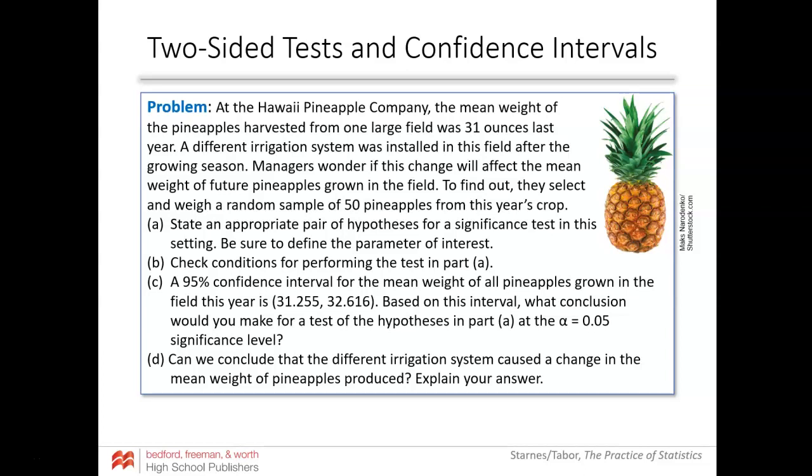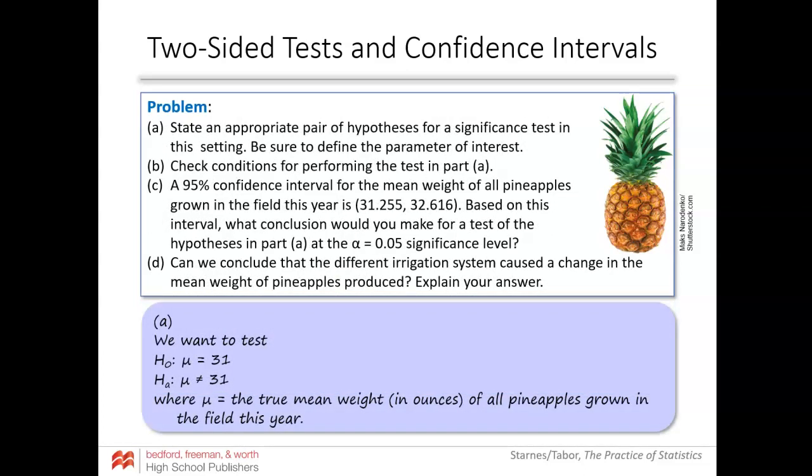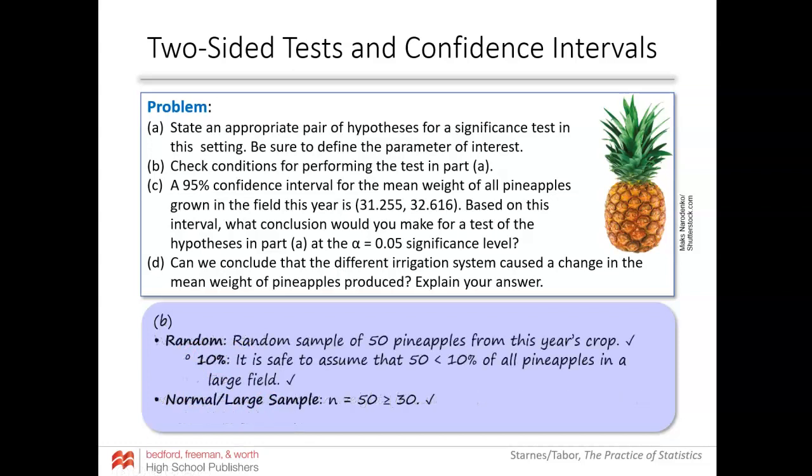So the hypothesis test was that they were different, if you remember. Not that they were greater or lesser, just different. Mean ounces, that makes more sense. Mu is the true mean weight in ounces of all pineapples grown in the field this year. So the null hypothesis is that it's still 31, and the alternative is that it's just something different. So we have a two-sided test, and then we're checking our conditions.